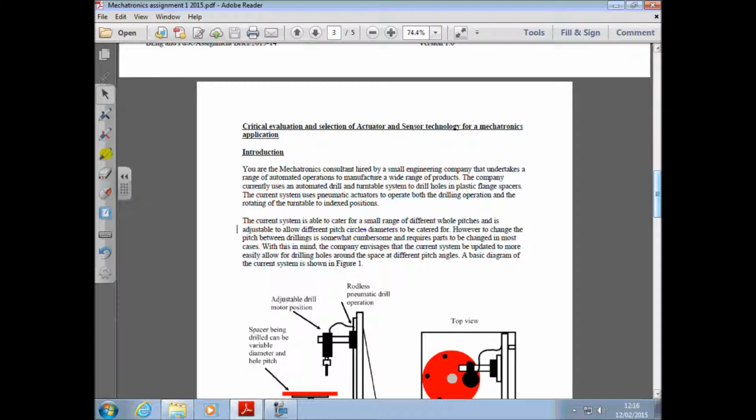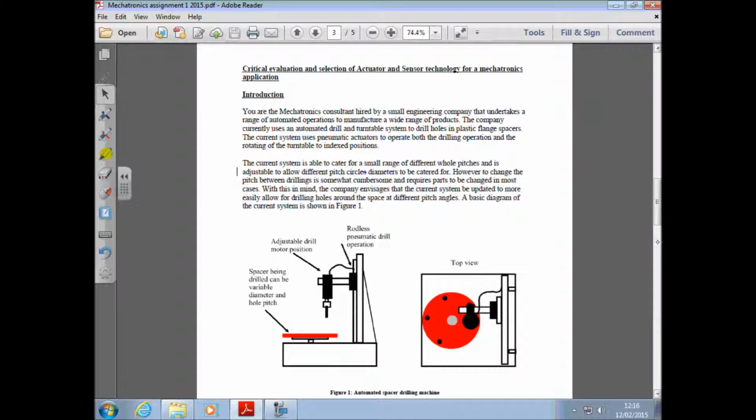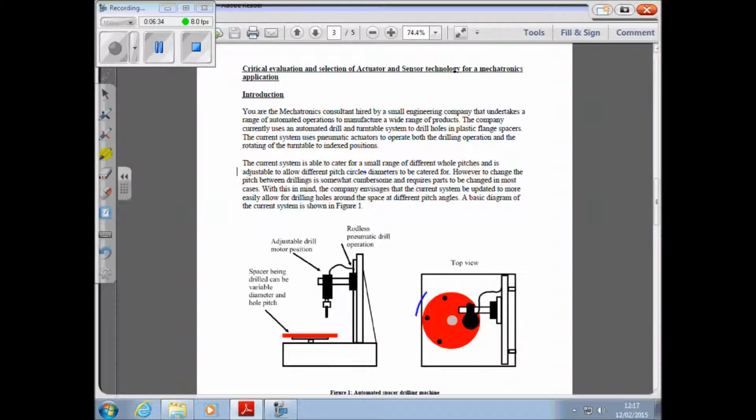So the current system, as it stands, is able to cater for a small range of different hole pitches and is adjustable to allow for different pitch circles. So at the moment, there's only a range of different angles they can achieve, and even doing that is by having to change part of a mechanism underneath so that it operates mechanically to a different angle pitch between holes on the circle, allowing for different numbers of holes in a spacer.